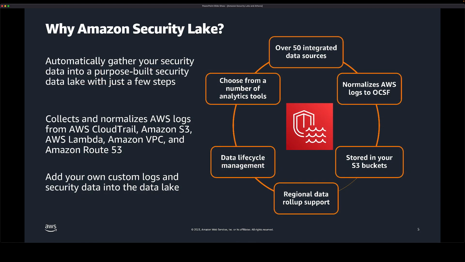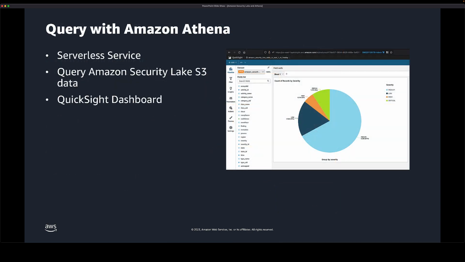Why Amazon Security Lake? Within just a few steps, you can set up Security Lake and add custom logs and query the data very, very quickly. This is a demonstration on how to query information from your Amazon Security Lake with Athena. Athena is a serverless service that you can run interactive analytics using SQL or Python, which, for example, output results that can be leveraged with Amazon QuickSight for visualizing your data or creating dashboards.